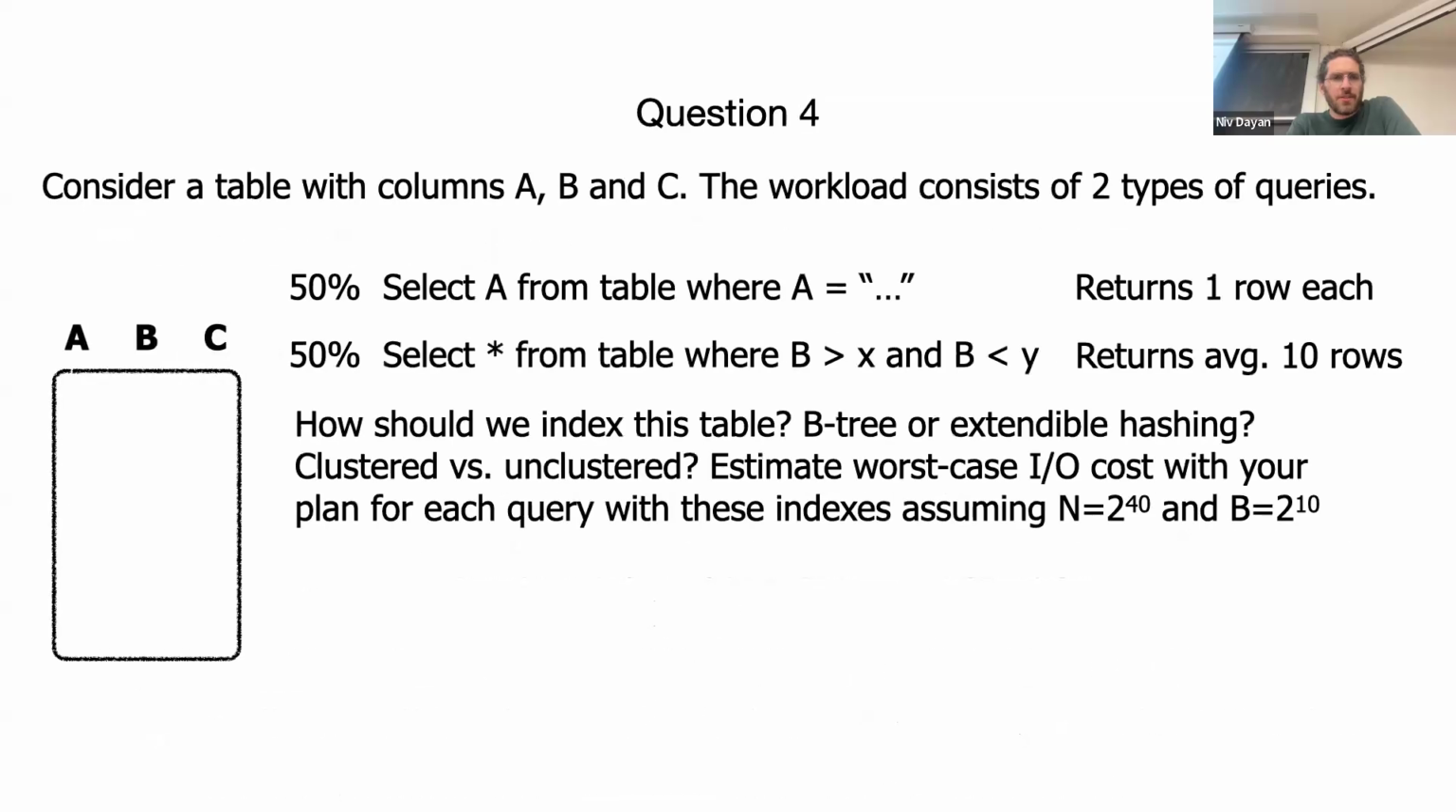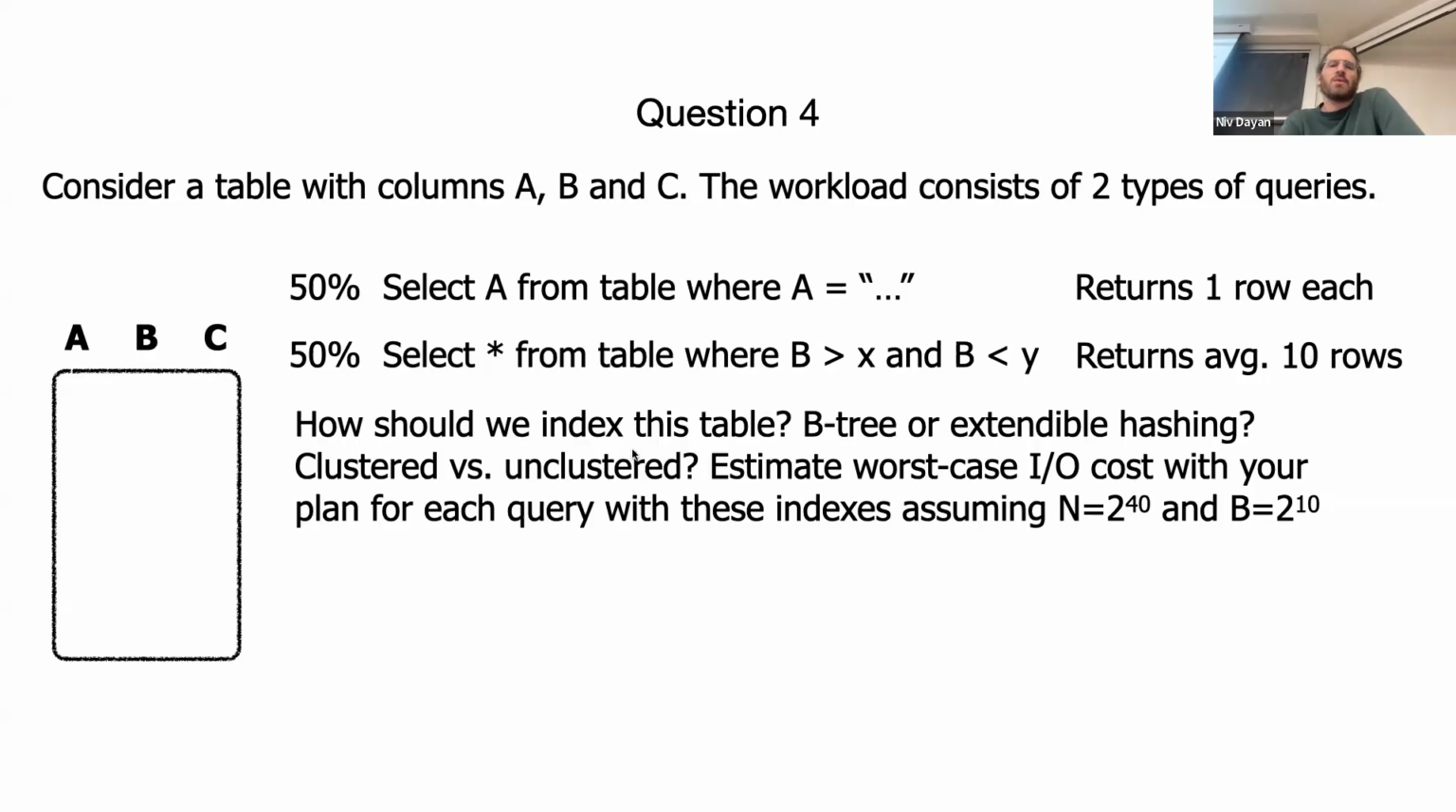Okay, so the last one is the following. Similar question, but a different nuance. Consider a table with 3 columns, and the workload consists of the following 2 queries. 50% of your operations just select where A is equal to something, and the other 50% of the operations do a selection for some range over B. Let's say that this returns always 1 row because maybe A is your primary key, so it's unique. Whereas here it's a range query. Let's say each one of these on average returns 10 rows.